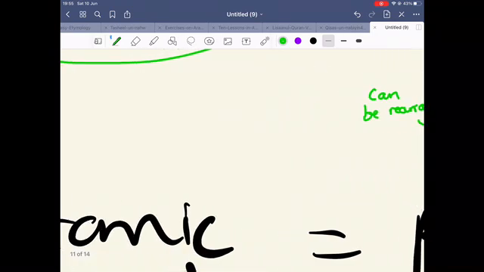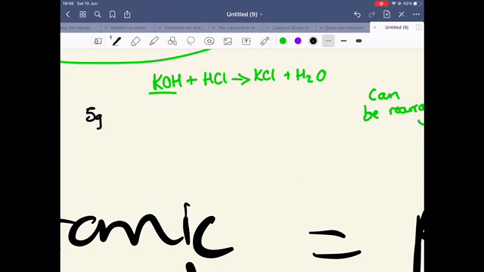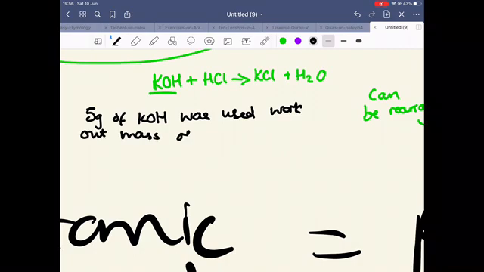Example we can do is our titration example again. So potassium hydroxide plus HCl forms potassium chloride plus H2O. So it's important that you balance the formula, because remember those numbers in front, what do they mean? The molar ratio. So the molar ratio is very important in this question, in this working out for mass. So again, let me just make up a question. 5 grams of potassium hydroxide was used. Work out the missing mass of, it could be anything in this formula.